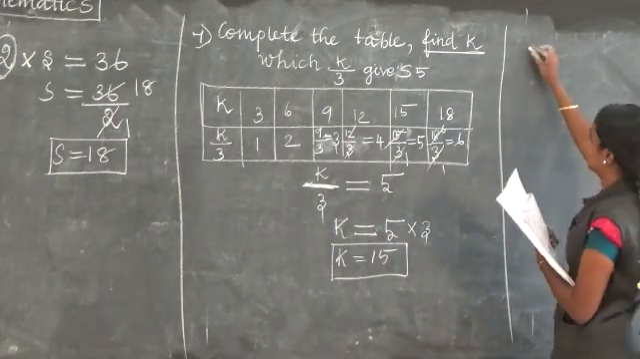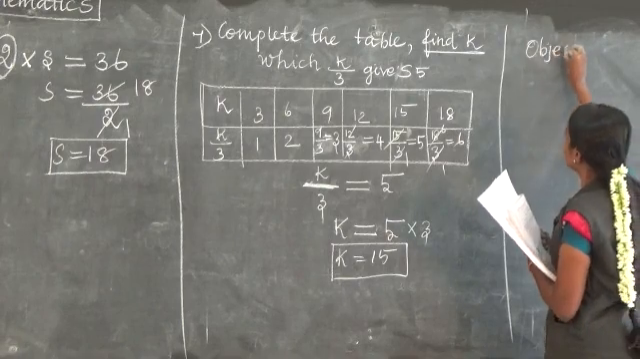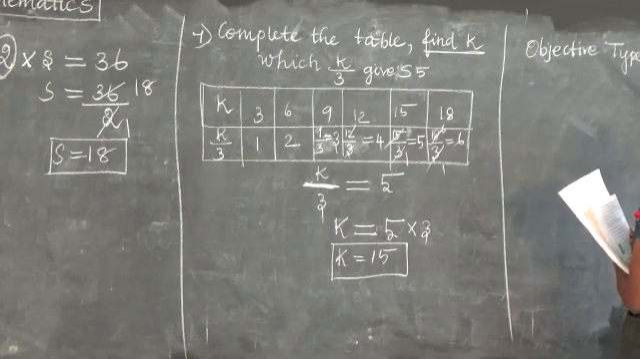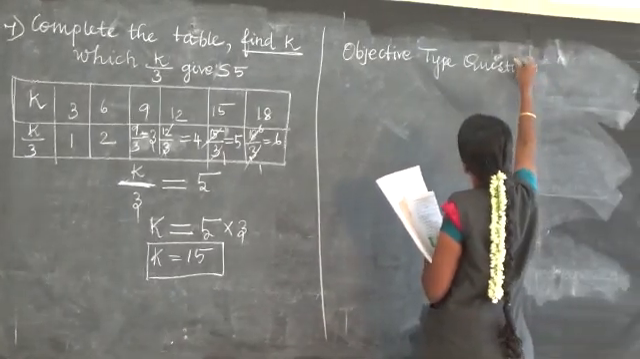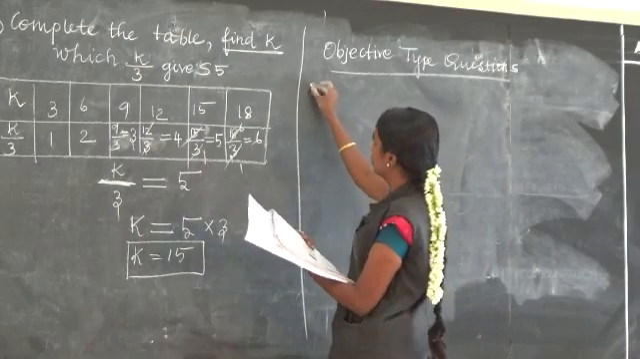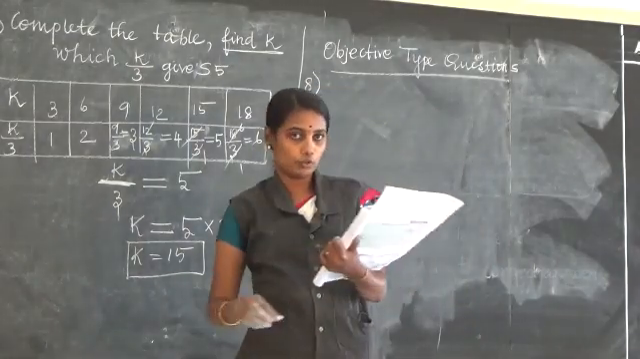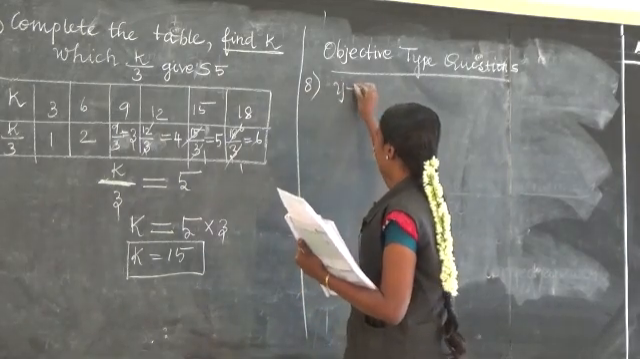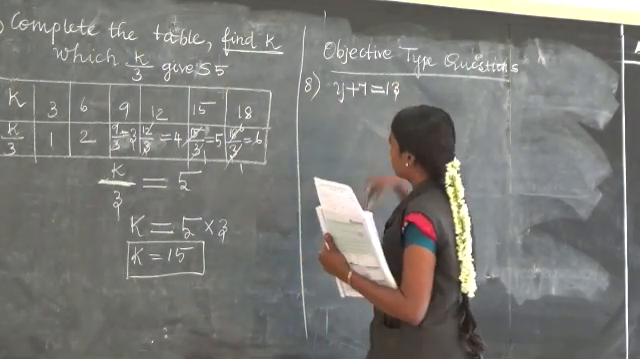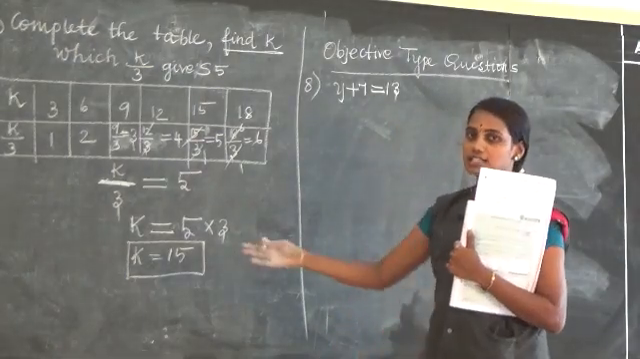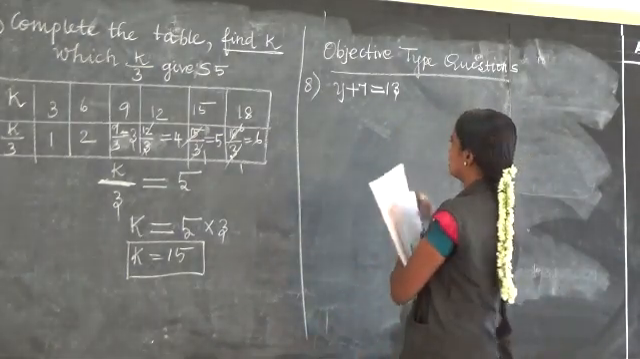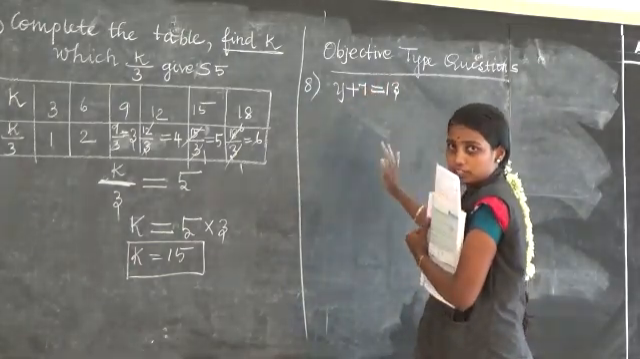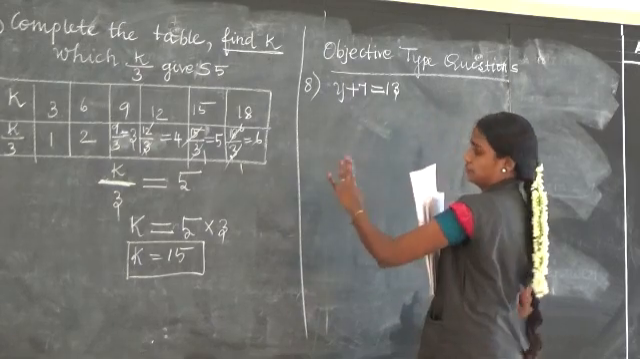Next, objective type questions. Listen, question number 8, the value of y. Find the value of y. The statement is given as y plus 7 equal to 13. Same transposition method. See, this is your which side? Left side. It's your right side. Don't confuse with that. Right hand side and left hand side.